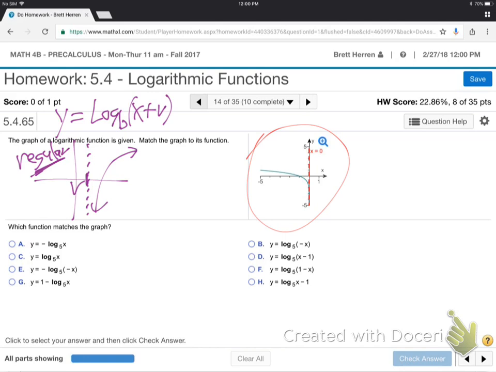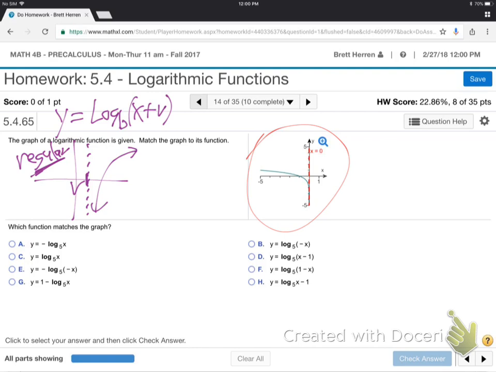Has it been flipped? Meaning, where's the negative signs? Is there a negative on x? Is there a negative in the front? Negative on x is a sideways flip. Negative in the front is a vertical flip. Has that graph been flipped from the regular, from the normal? And where's the vertical? So then just go through process of elimination once you've got those facts straight.